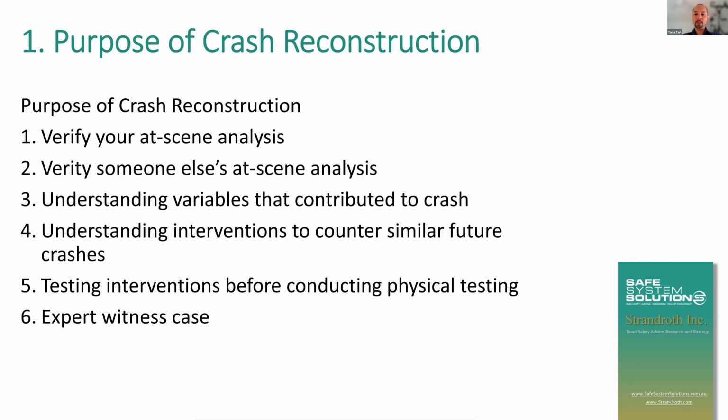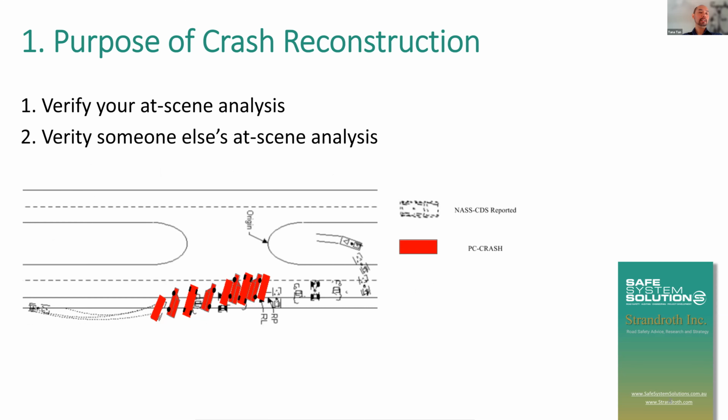So I'll go through a few examples of these items here. Firstly is verifying your at-scene analysis or verifying someone else's at-scene analysis. Let's say I've just come back from site and I've said a particular vehicle here. Let me just get my laser pointer up again. There we go. So the vehicle here has traveled off the road and has turned clockwise and rolled 8 times. So I want to know whether my assumption from my crash scene analysis is actually feasible or not.